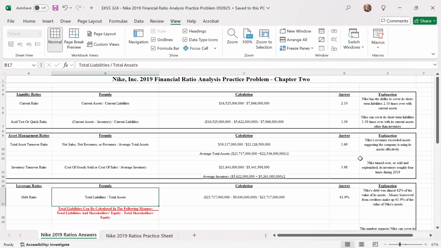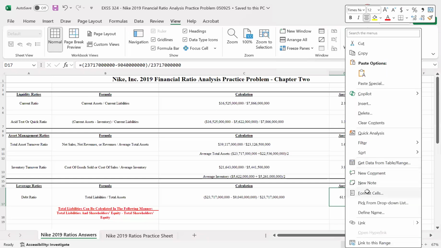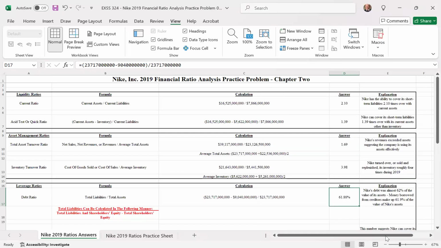We're looking at the balance sheet yet again. Here in the Nike example, total liabilities just weren't separated out, which is why we needed to do the subtraction. So total liabilities and shareholders' equity minus total shareholders' equity, divided by total assets, gives us 61.9%. This should be rounded; I'm going to round it to 2 decimal places. My apologies for that.